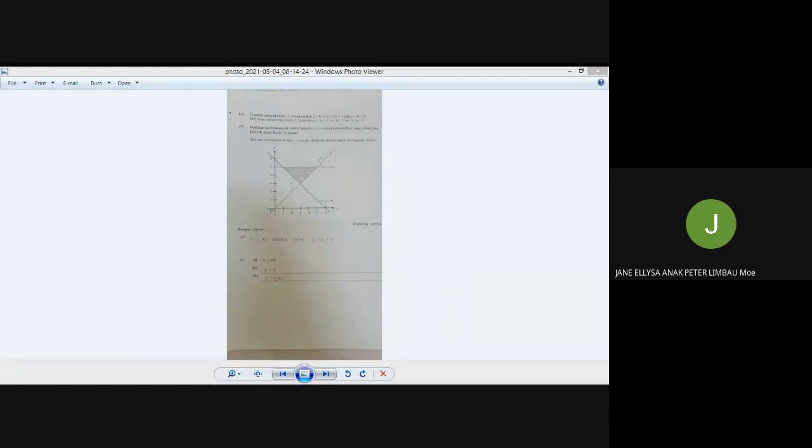Yeah, continue. So for B, state two inequalities, except x plus y more than 6, that define the shaded region. So the answer for 1 has been given. So the answer for 2, I wrote y more than x and 3x plus y less than 6. That's all. So what is your answer for A just now?